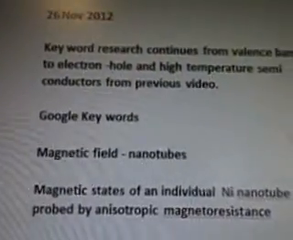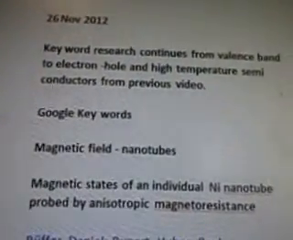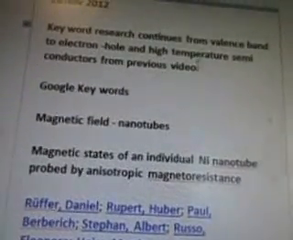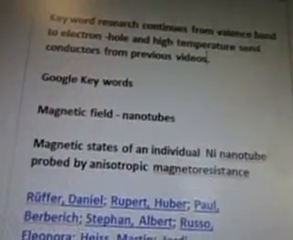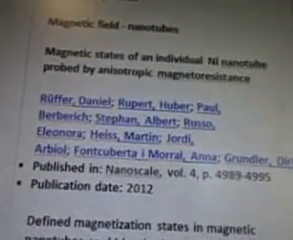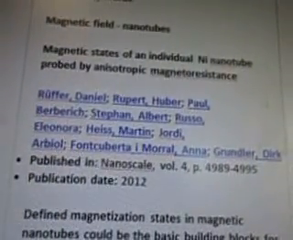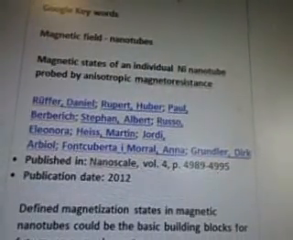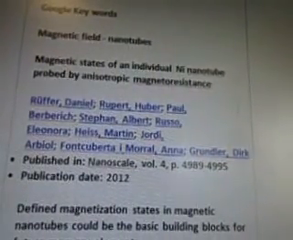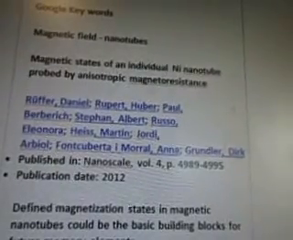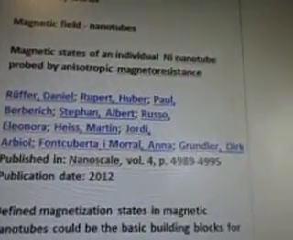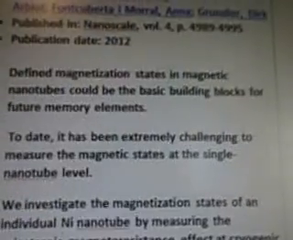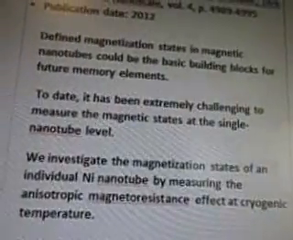The keyword research continues from valence band to electron hole and high temperature semiconductors from previous videos. I better change that to an S because I keep forgetting to do that. Google keywords, magnetic field nanotubes. So magnetic states, and this is a PDF I found, magnetic states of an individual Ni nanotube probed by anisotropic magnetoresistance. There's the name of our scientist that worked on it. 2012, this is brand new.